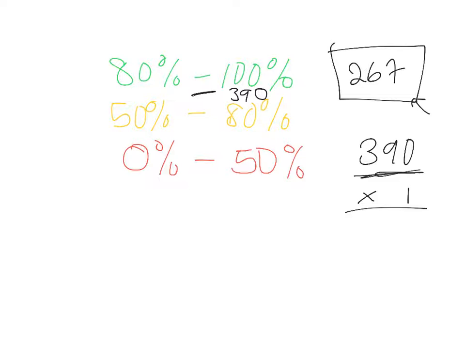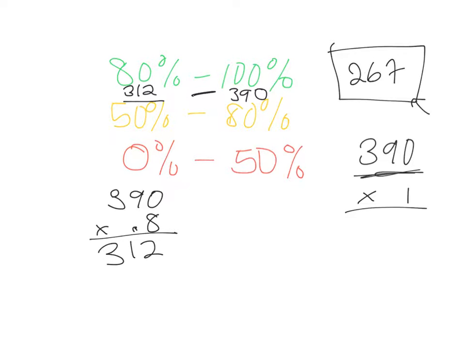So now I need to figure out what that 80% value is going to be. To do that, I'm going to do 390 times 0.8. Now, I don't need you to show your work for a decimal multiplication. I'm not too interested to know that you know how to do multiplication. So I'm going to type that into my calculator as 390 times 0.8. And it comes out as 312. So 80% of 390 is 312.